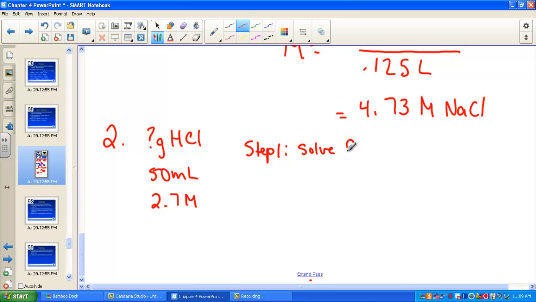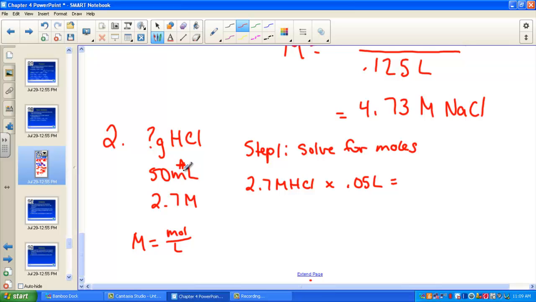Let's solve for the number of moles. I'm going to take my 2.7 molar HCl solution, and I'm going to multiply it by the liters of solution. Molarity times liter pulls out the number of moles. Now remember the algebra, big M, moles per liter. I'm just simply cross-multiplying to pull out mole, but I've got to make sure that this is indeed in a liter. 50 mLs is 0.05 liters. So where are we at so far? 2.7 times 0.05 and is 0.135 moles.